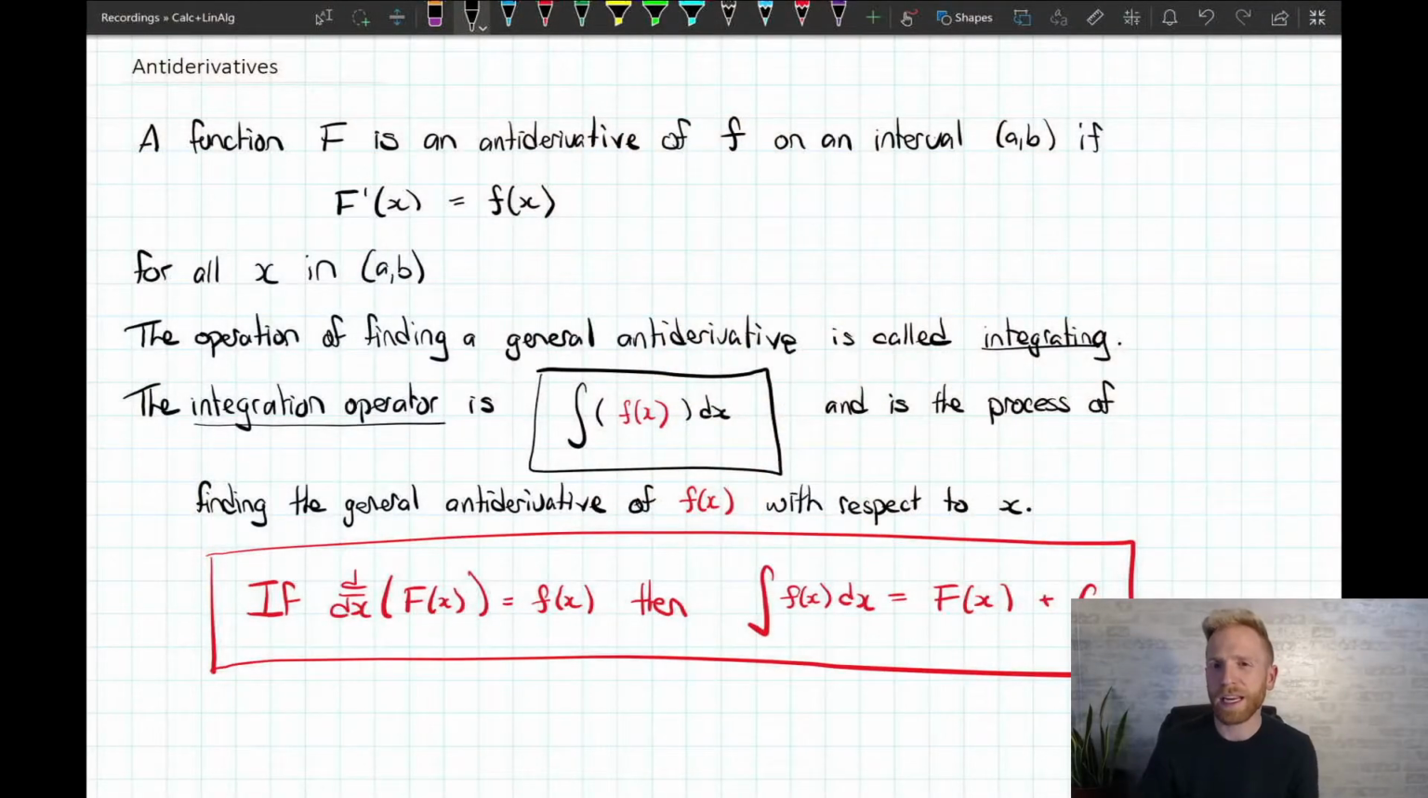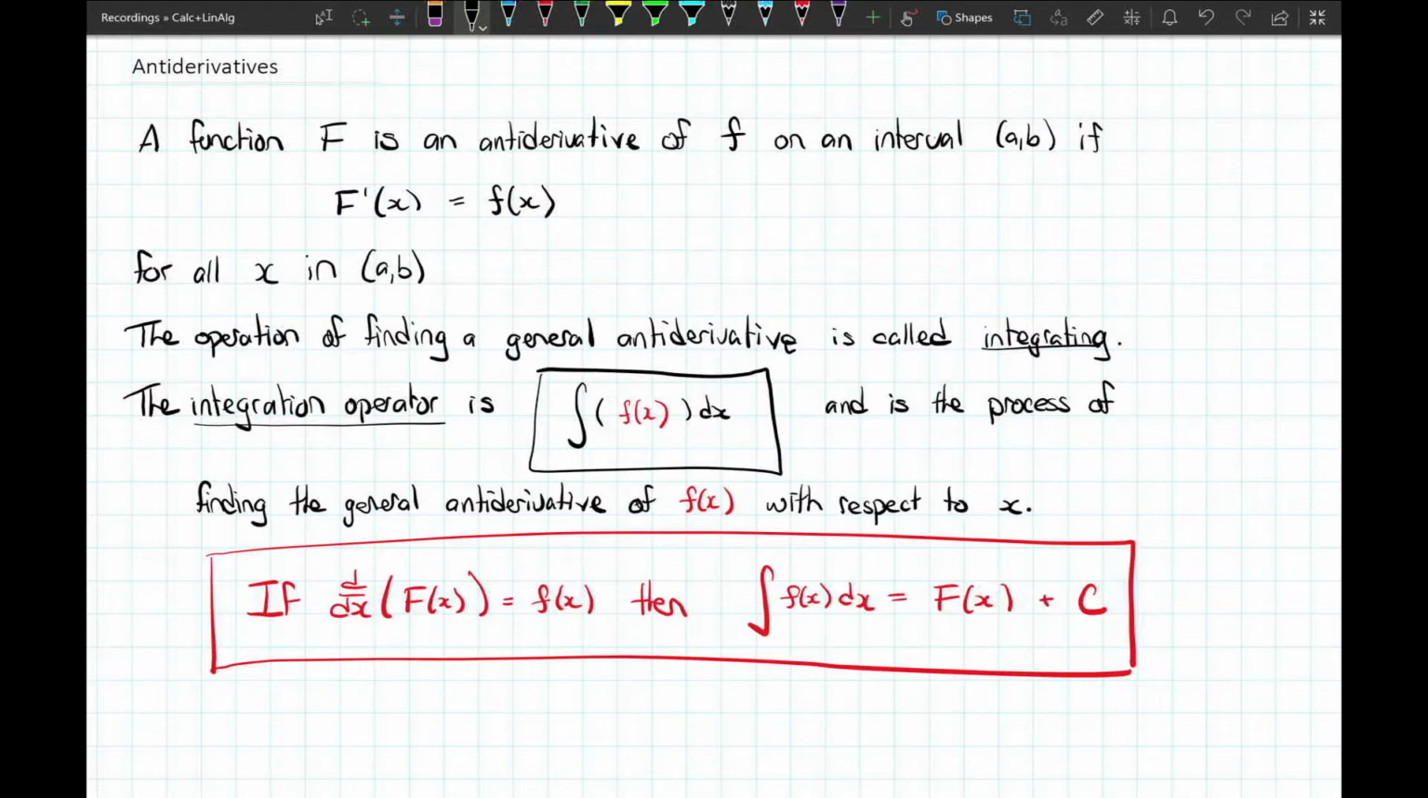Well, it's kind of easy to define an antiderivative in terms of the derivative. Let's say that capital F is the antiderivative of a function little f. Well, if it's the antiderivative of little f, then taking the derivative of capital F should be equal to f. That's the idea. Antiderivative is the opposite of the derivative. By taking the derivative of the antiderivative of a function, we should get the function itself.